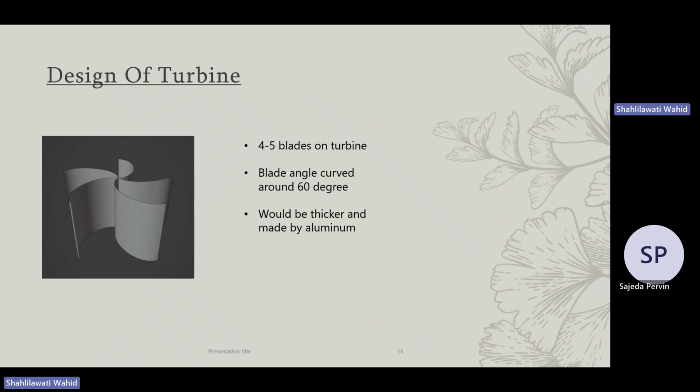And then the real turbine, the plate will be much thicker than what's shown on this diagram. And it will be made of aluminium. So why aluminium? First thing is that aluminium won't rust, and also it's very lightweight and durable.